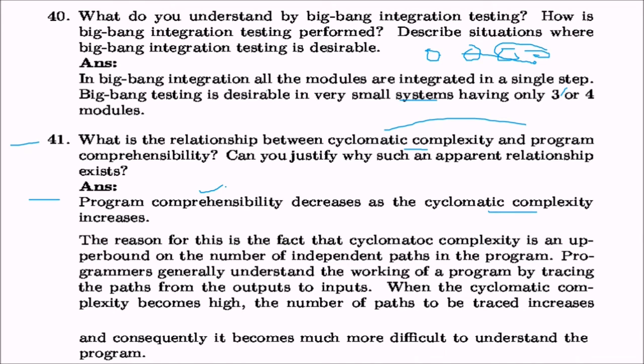Cyclomatic complexity gives you the idea of complexity. If the program or the software is complex, the comprehension will not be there. The reason for this is that cyclomatic complexity is an upper bound on the number of independent paths in the program. Programmers generally understand the working of a program by tracing the path from the outputs to the inputs. So when the cyclomatic complexity becomes high, the number of paths to be traced increases. As a result, it becomes much more difficult to understand the program, obviously.